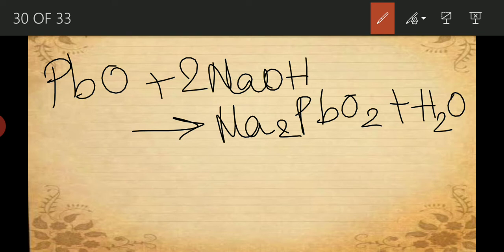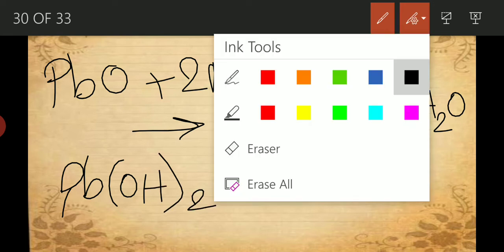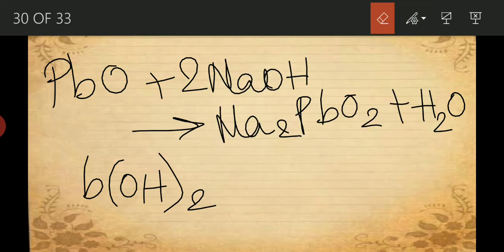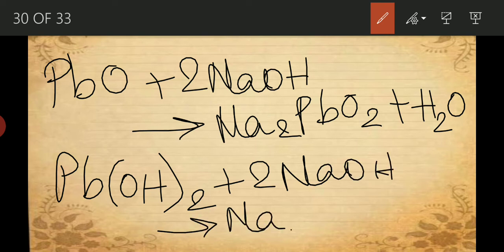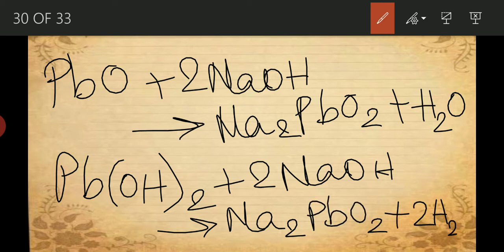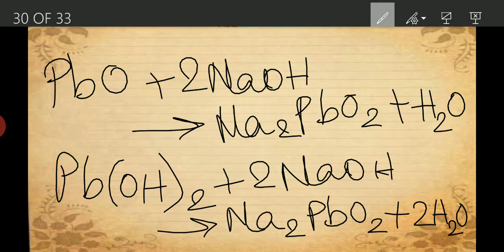just like zinc oxide. And when lead hydroxide is reacting with sodium hydroxide, then it is forming the same salt, sodium plumbite, only the balancing is different. In both the cases, lead oxide and lead hydroxide, when it reacts with hot and concentrated sodium hydroxide, the products are same, sodium plumbite and water, but only the balancing is different.